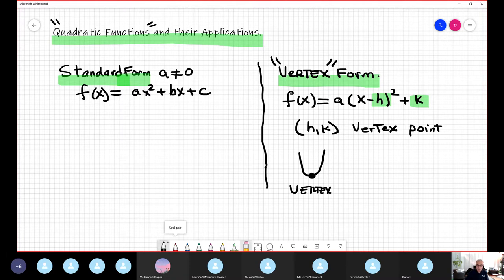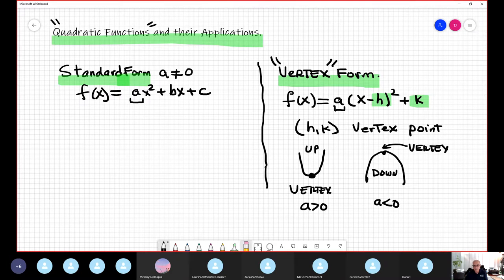Okay. What is the idea for a? This a is the same a as in the standard form, the same parameter. And a indicates in what direction the parabola opens. For example, when a is a positive number, the parabola opens up like that. When a is negative, for example, with this vertex, the parabola opens down. And the vertex stays the same here. Okay, this is super important.